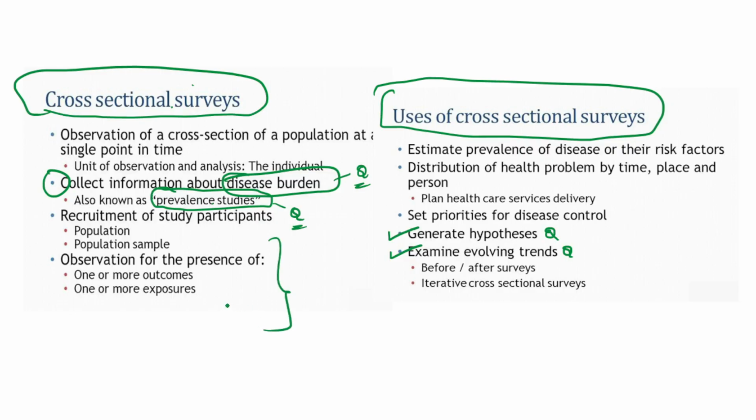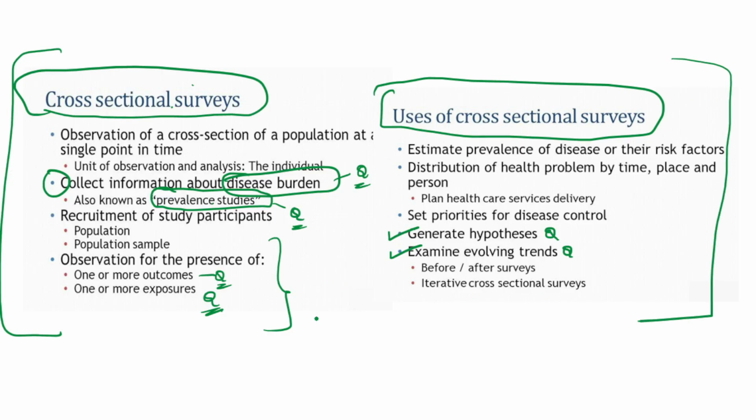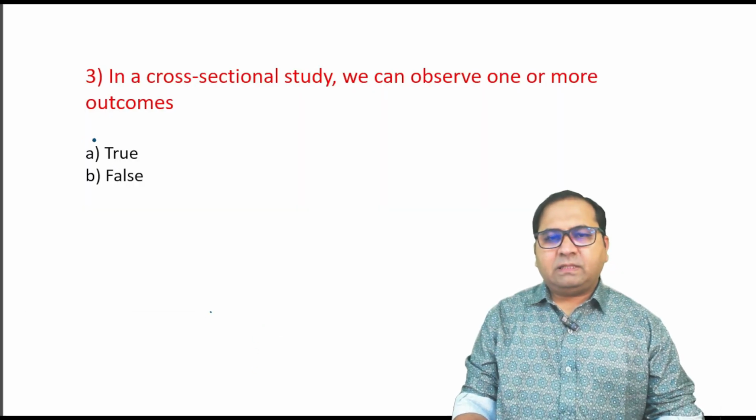Another type of question will be, they will be asking one or more outcomes, then you take cross-sectional study. One or more exposures, cross-sectional study. Also we have seen over here, to generate the hypothesis, cross-sectional study. To examine the evolving trends, cross-sectional study. So I request all the students to get well versed with this chart and this chart. One question can definitely be asked either from this chart or from this chart, or otherwise one from each chart regarding the cross-sectional surveys. Let us see the next question.